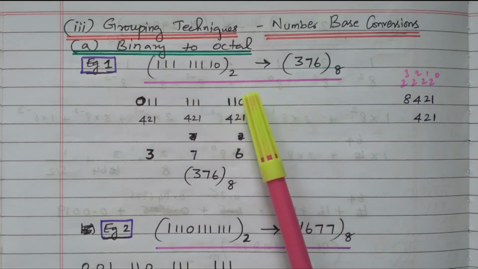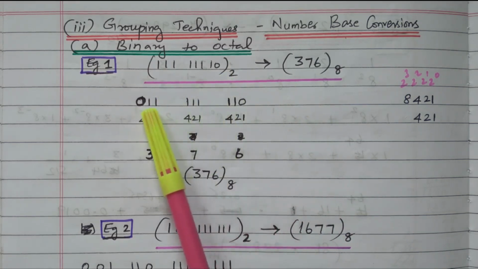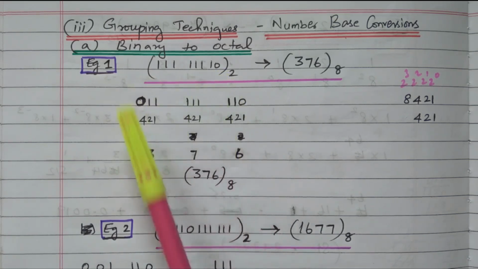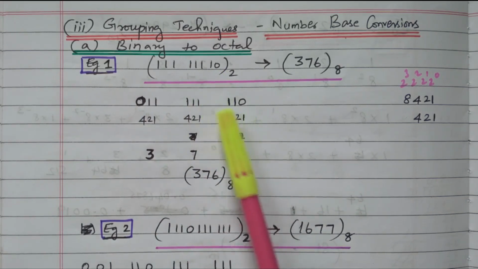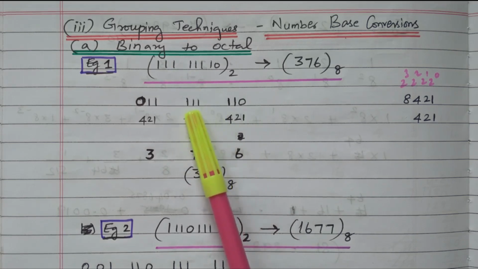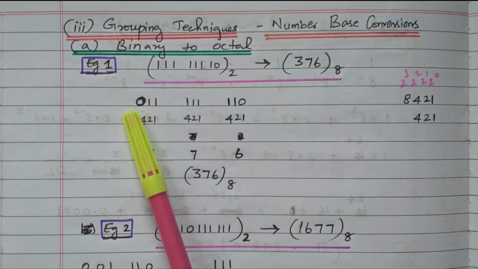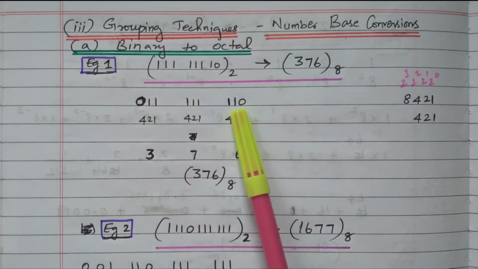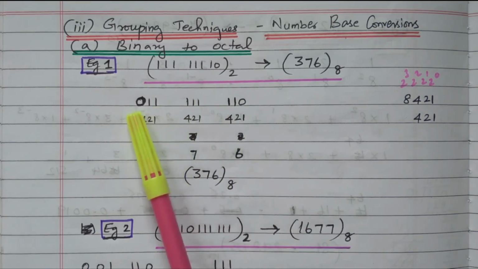As a grouping technique, while converting into octal, this given binary number should be grouped into 3 digits starting from the LSB. So this 110 is the first 3 digits, then 111, another 3 digits. Here only 2 ones are available, so we need to add 0 as the MSB. It will not affect the original value. So there are 8 digits available, grouped into 3 digits, another 3 digits, and another 2 digits, and a 0 is added.